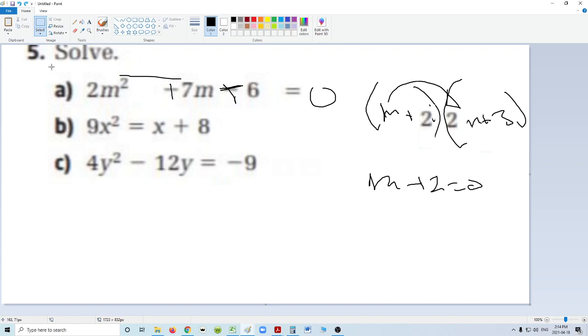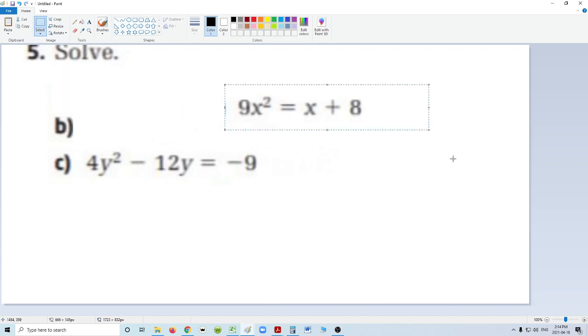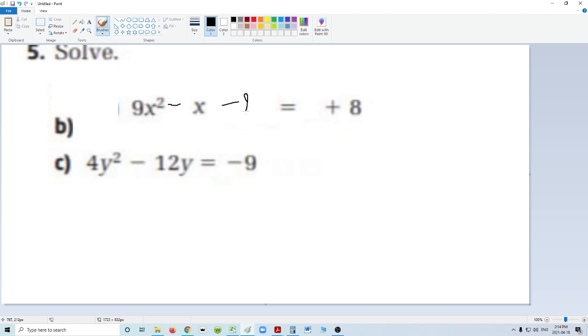The next one's no different. You just get everything to one side of the equation. So I'm going to subtract x. And then I'm going to subtract 8. And I'm left with equals to 0. So now I've got to factor it.